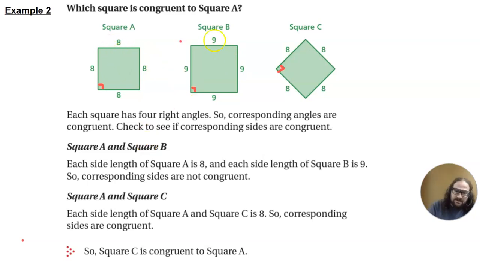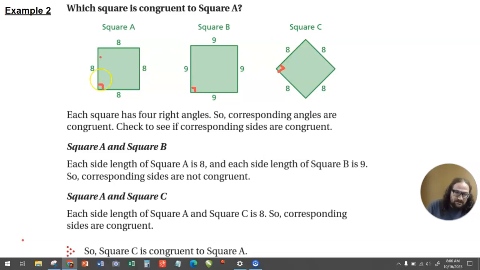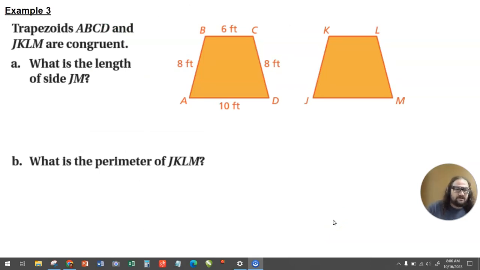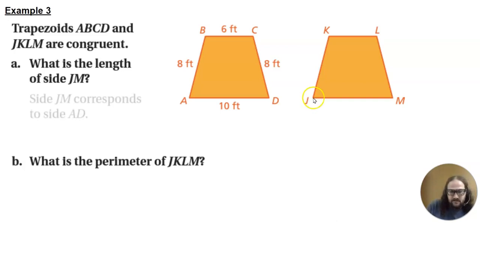If you look at squares A and C, all the side lengths are 8. So the corresponding sides are congruent because they have the same length. So since all the angles and sides for squares A and C are congruent, then we can say that square A is congruent to square C. All right, example 3. They tell us that trapezoids ABCD and JKLM are congruent. And they want to know, what is the length of side JM? Well, side JM starts at J and goes to M.